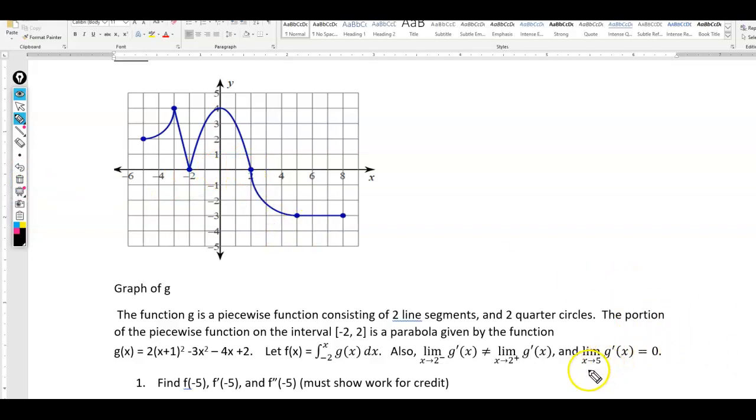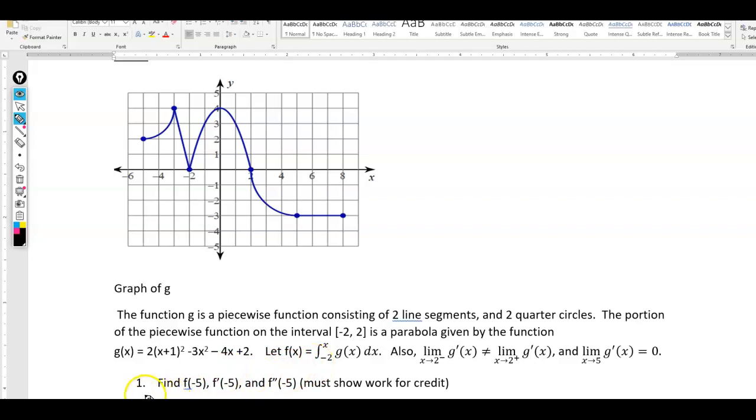However, reading further, the limit of the slope as x approaches 5, and since there's no direction there, it means both sides. From this side and this side, the limit exists. The slope is 0, so we have a horizontal tangent line right there at 5. So no slope here because it's a cusp, but we do have a slope here and it's 0. Just some things to keep in mind as we work through the problems.